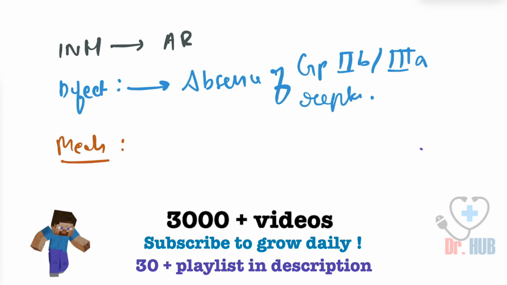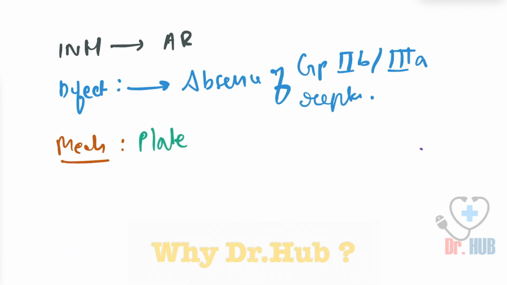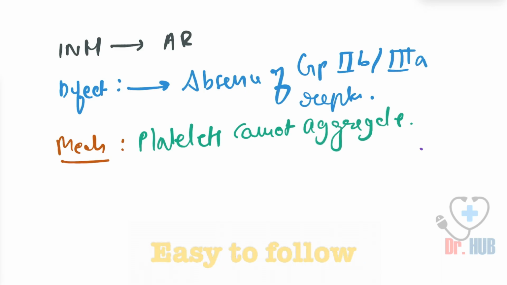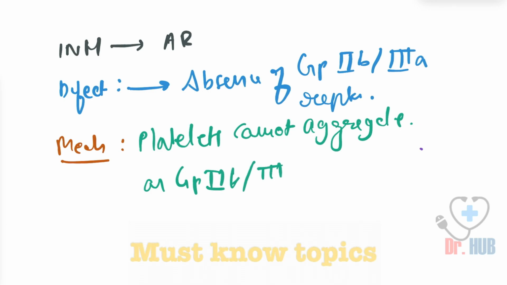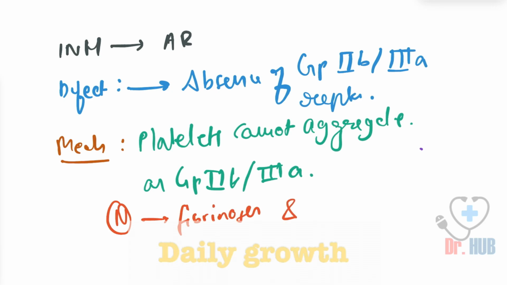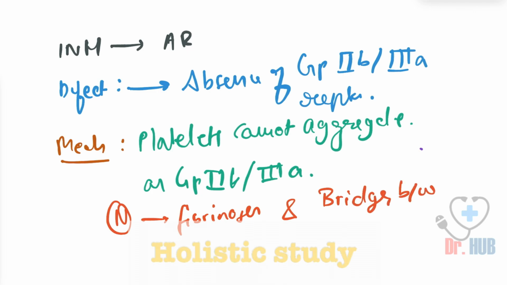Now we look at the mechanism. What is the mechanism of this? There are platelets, and they cannot aggregate, as the GP2B and 3A are absent. Normally this binds to fibrinogen and forms bridges between the platelets.